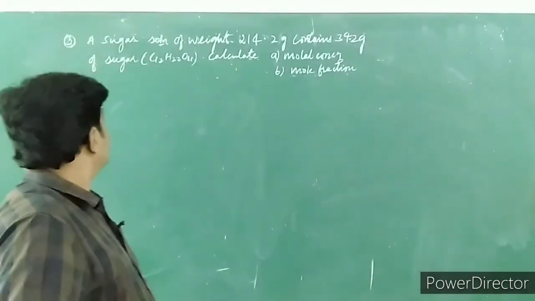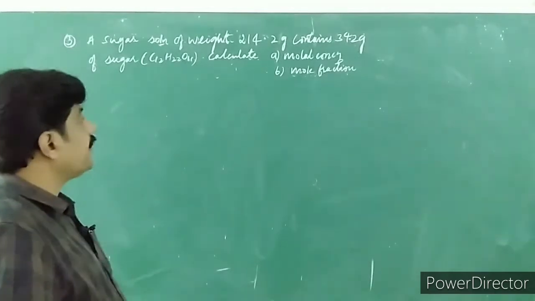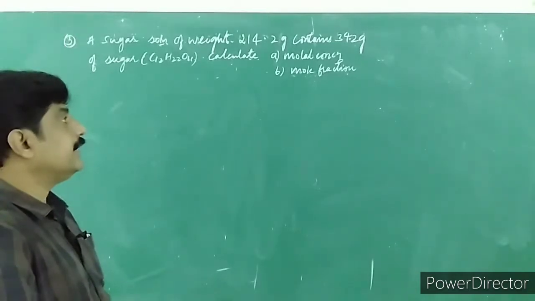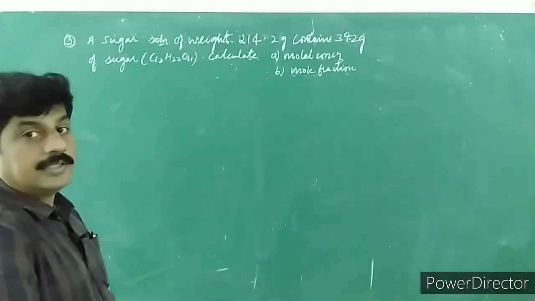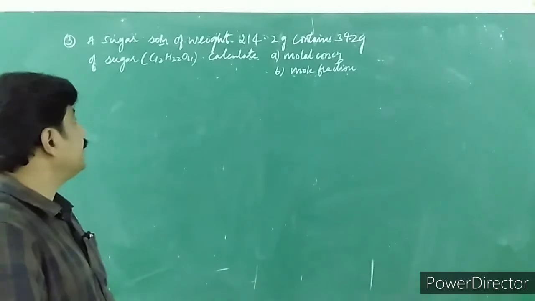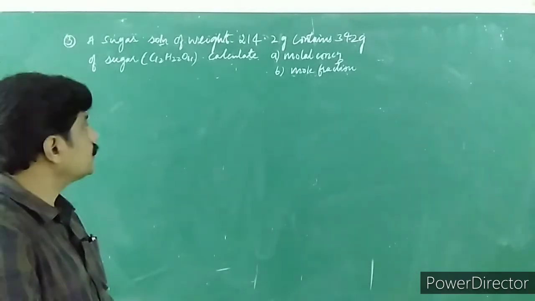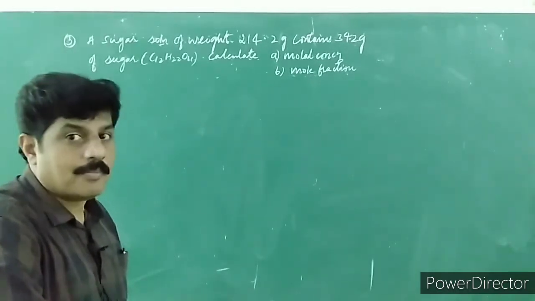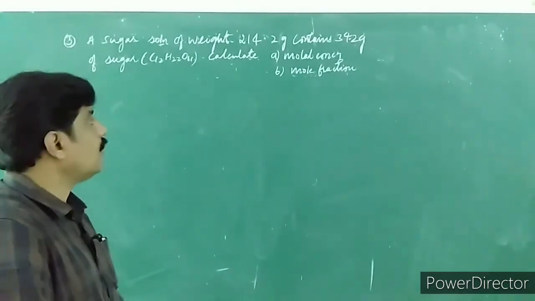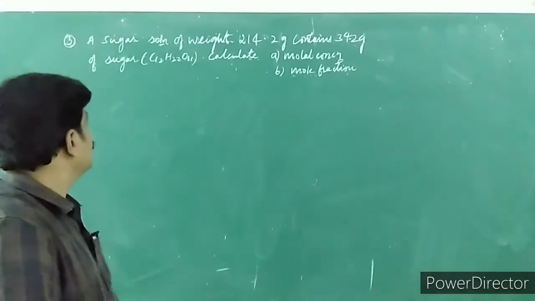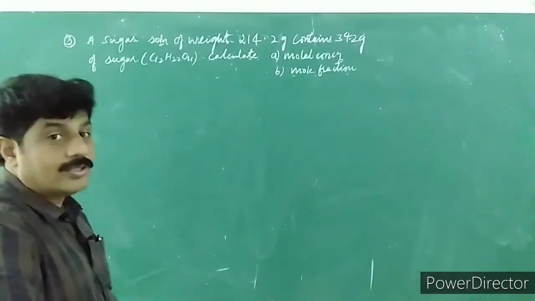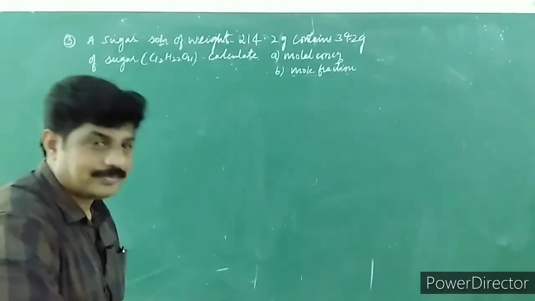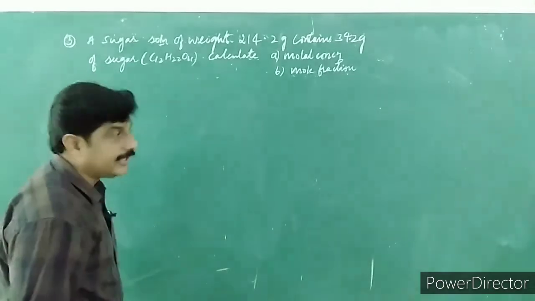Let me take up the third numerical. A sugar solution of weight 214.2 grams contains 34.2 grams of sugar. Sugar formula is C12H22O11, that is nothing but sucrose. Calculate A, molal concentration, which is nothing but molality, and B, mole fraction of both the components. Children, understand the question. For that you need to read the question 2 times. Let me take up the numerical.